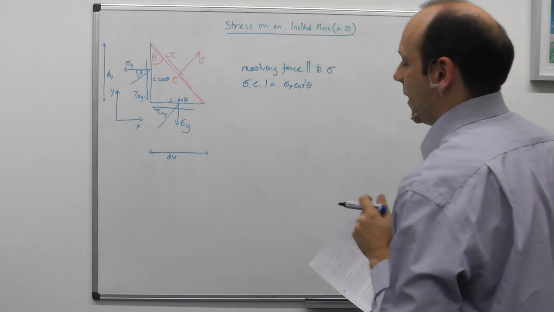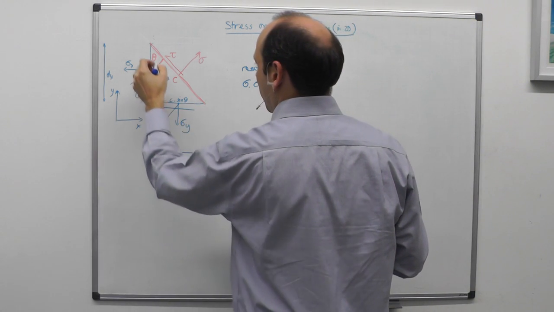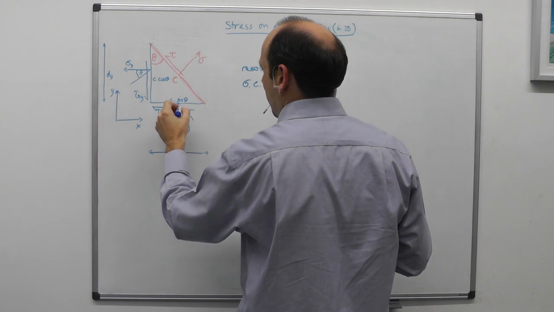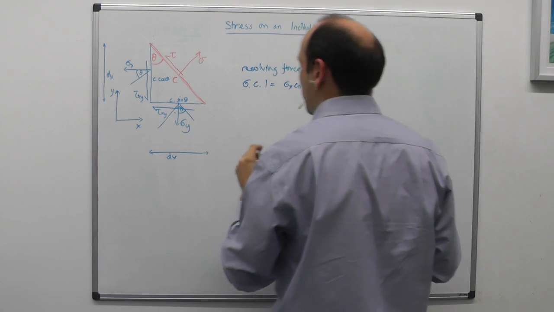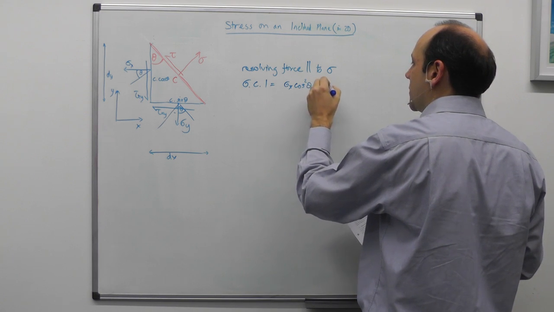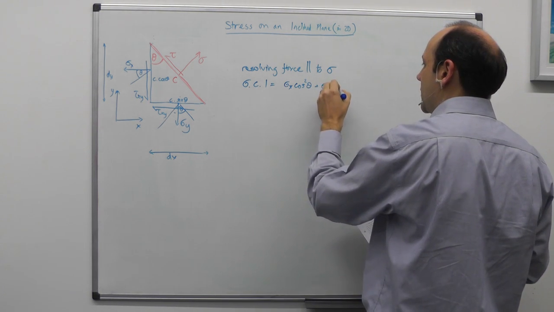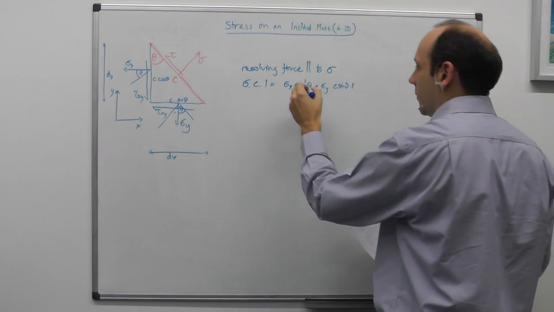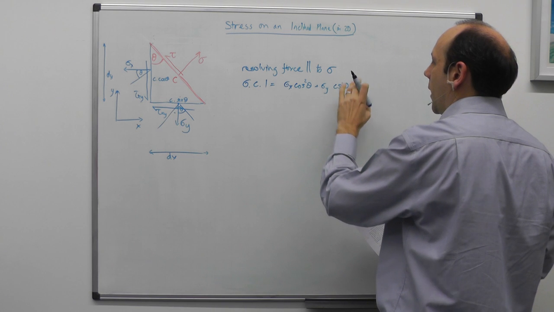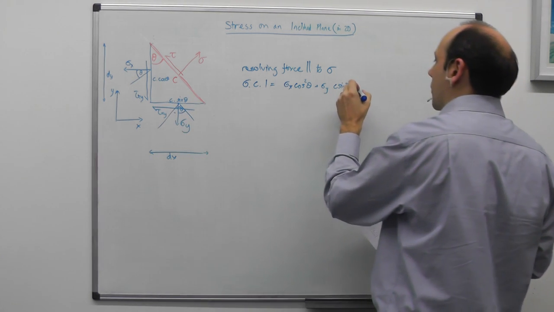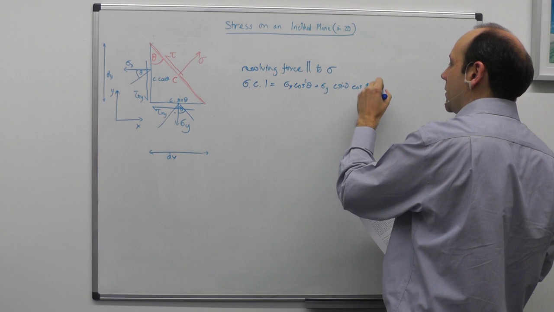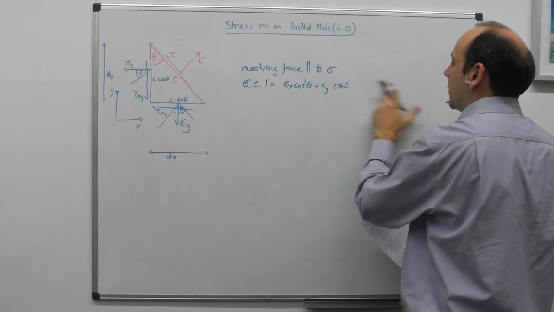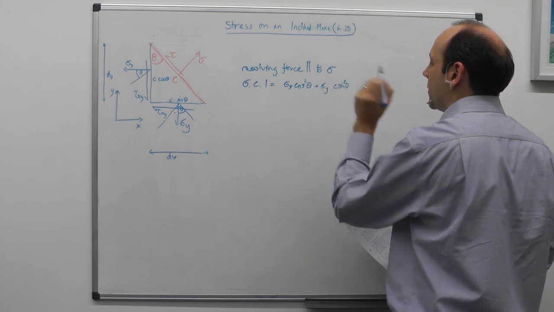And that's acting on an area c sine theta. And this angle there is theta. This is 90 degrees, so that's got to be 90 minus theta. So I've got plus sigma y times c sine theta, that's the length it's acting on to turn it into an area, times 1. There's a 1 there as well. Times cos 90 minus theta. But cos 90 minus theta is just sine theta, so we can just call it sine squared theta.